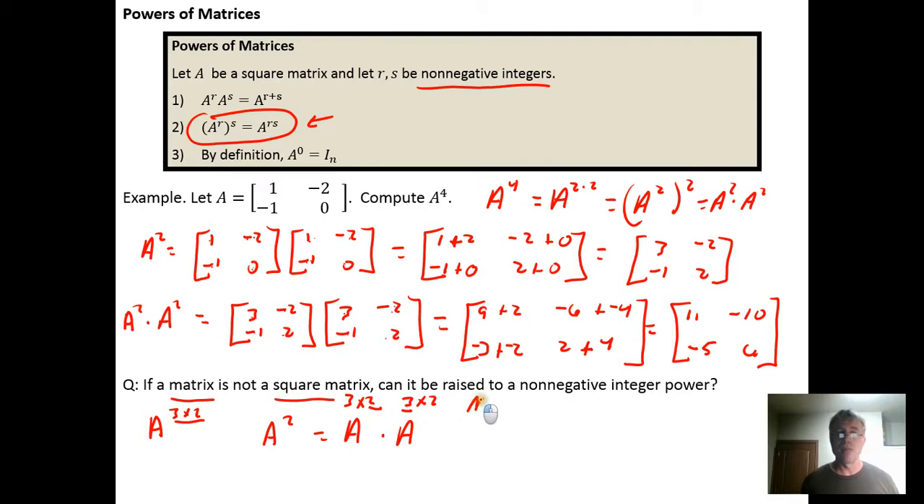So if m does not equal n, then you can't raise A to a non-negative integer power, because when you do that, you get an m by n times an m by n, and these inner numbers don't match. So these powers are only defined for square matrices.